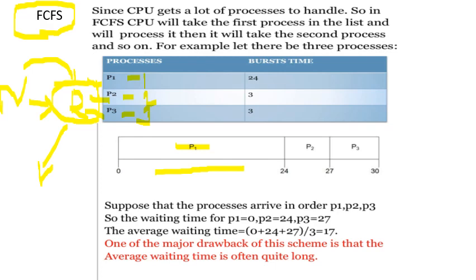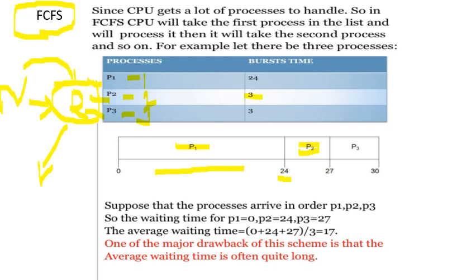After completion of P1, who is waiting in the queue? Process P2 is waiting. Even though process P2 arrived at 2 milliseconds, it gets the chance to execute at the 24th millisecond. So P1 will go out of the memory, and process P2 will enter the memory and start its execution. It wants 3 milliseconds to execute.